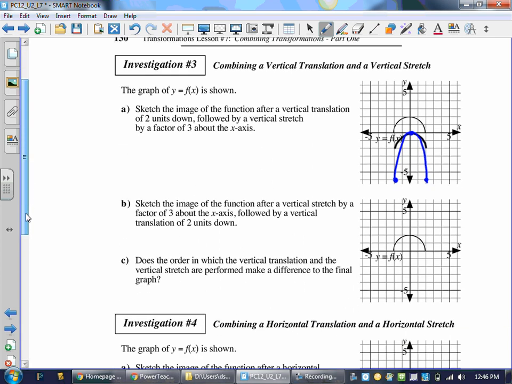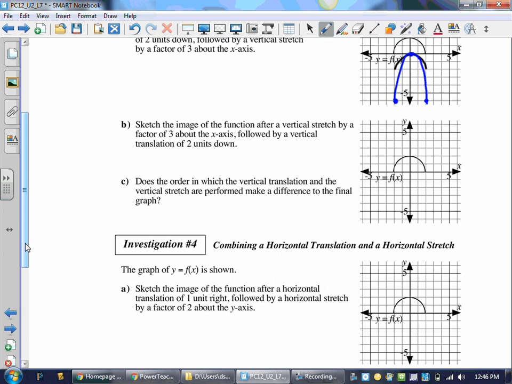Okay, let's try B. Sketch the image of the function if you do a vertical stretch by a factor of 3 first. So this 2 becomes 6. The x values don't change on the x-axis. And now we're going to move it 2 units down.